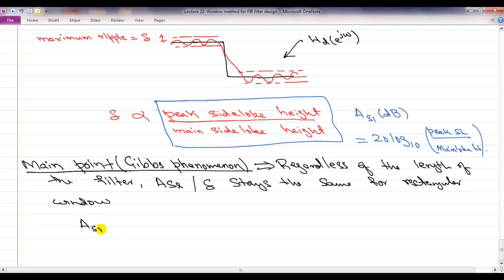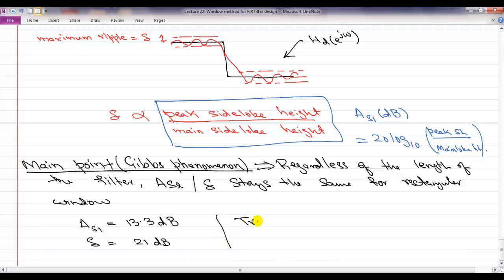For rectangular window, this ASL is 13.3 dB, and this delta in the dB scale is about 21 dB. So regardless of what is the length of your filter, the attenuation from the pass band to stop band for rectangular window stays at 21 dB. You are stuck there. You can't have more attenuation than 21 dBs. When you are dealing with rectangular window, you can make the length of the filter 1,000, 2,000. The only time it will go to zero is if you make it infinite length, which we can't do.